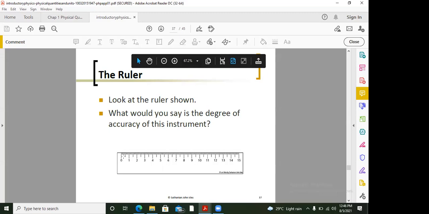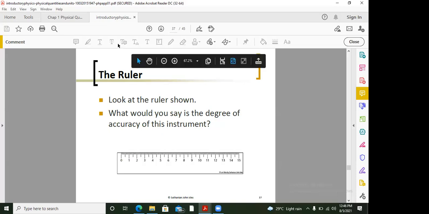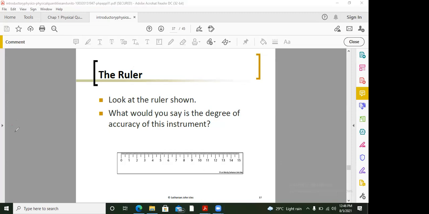Look at the digits. 0, then this bigger one is 0.5, the smaller one is 0.1 centimeter. So the precision of this ruler is equal to 0.1. What do you think? Am I right?